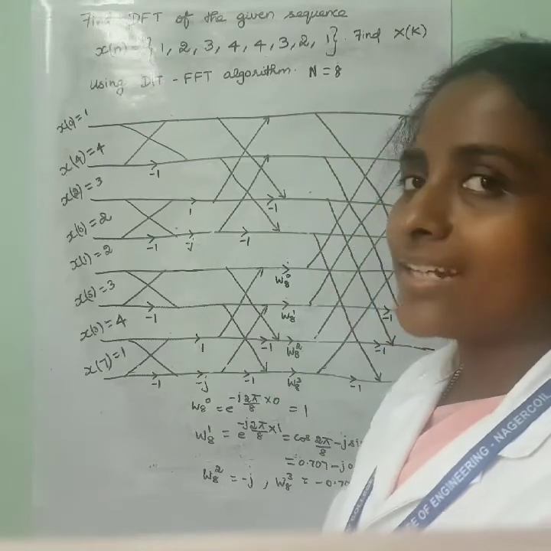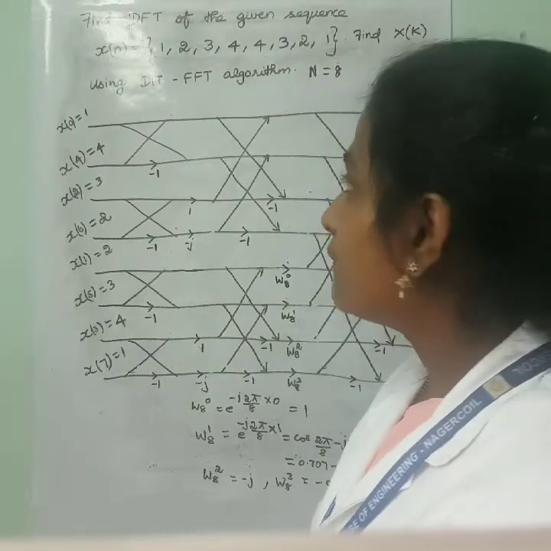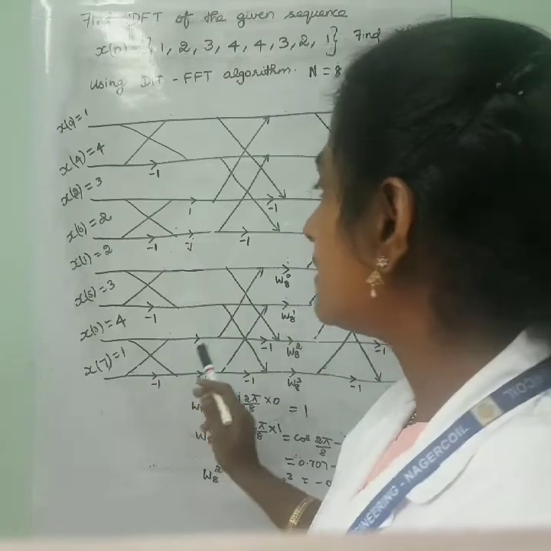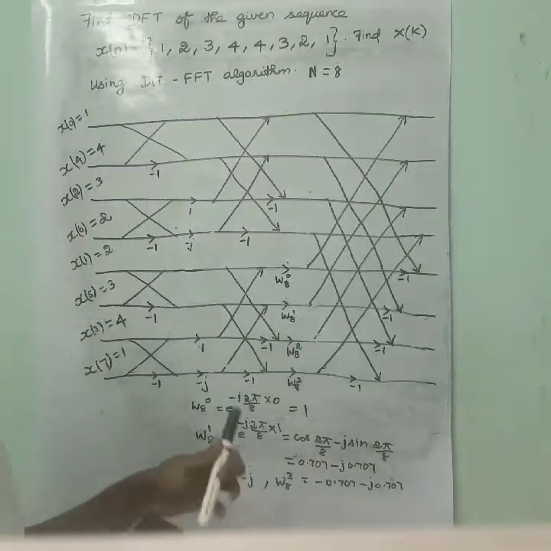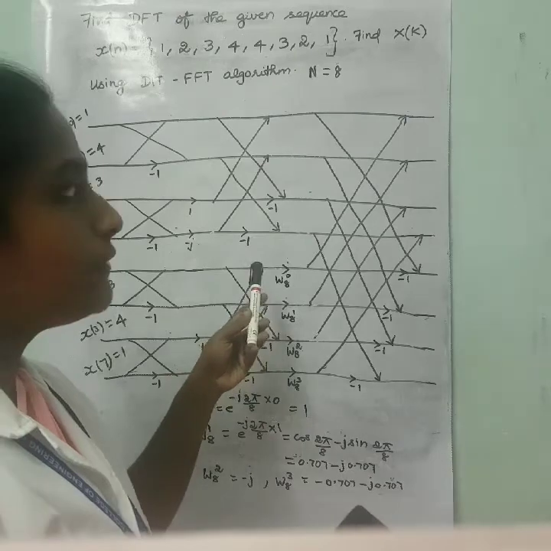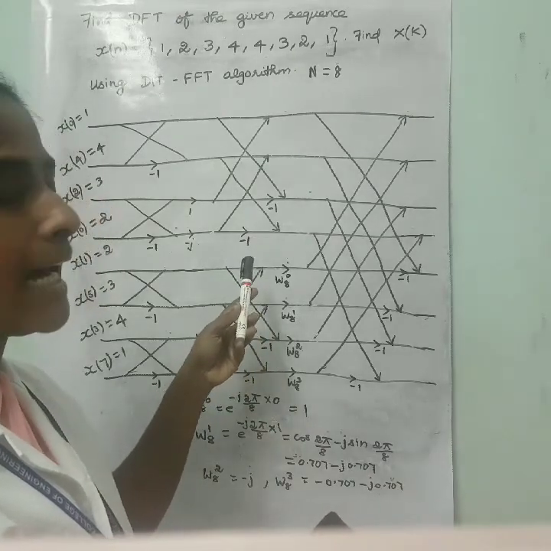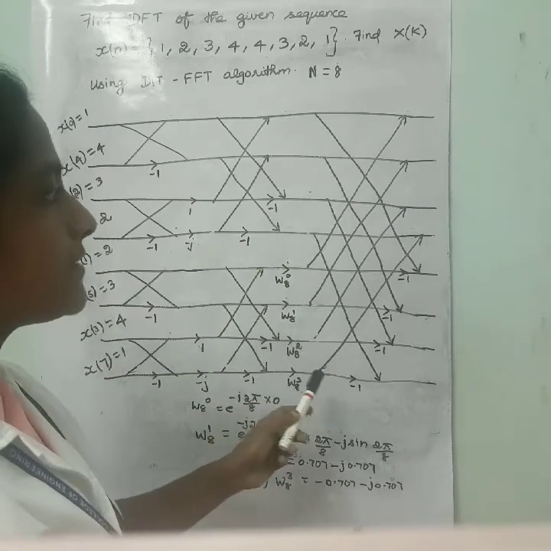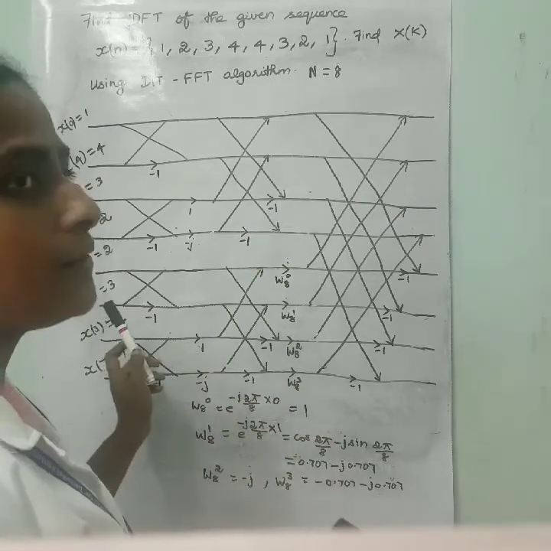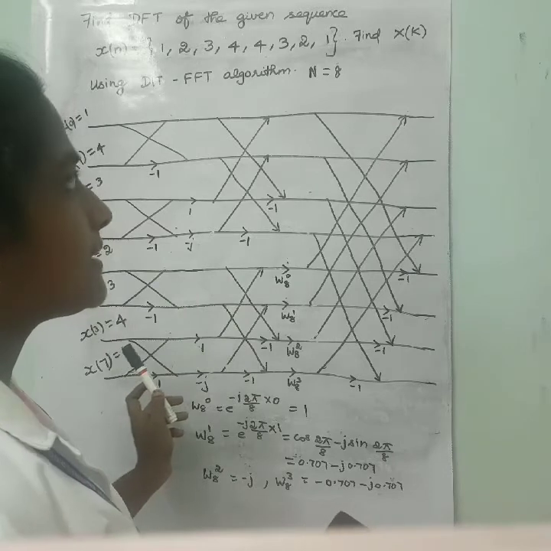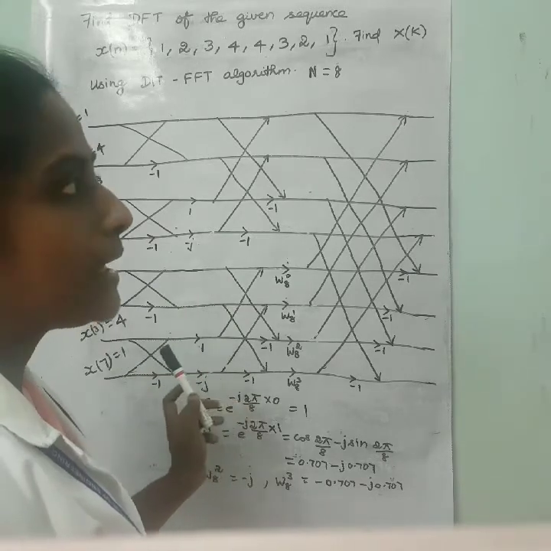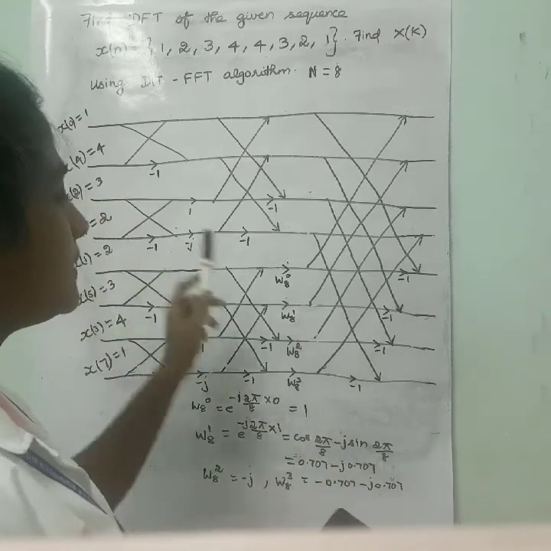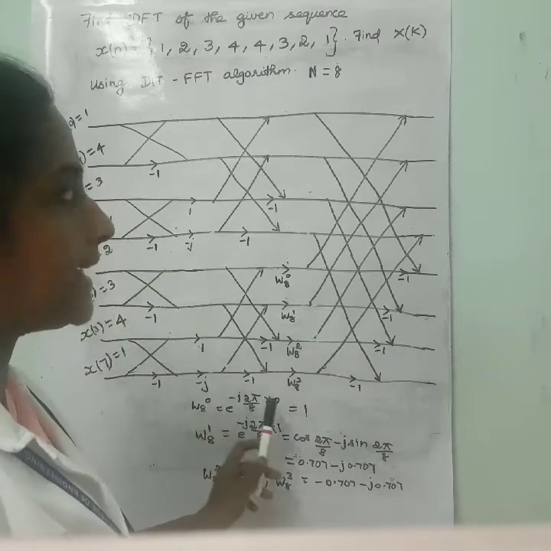We know the general butterfly structure for the 8-point DFT in the DIT algorithm is this one. The general butterfly structure for the DIT algorithm for N equal to 8 is this one. This is the general butterfly structure diagram. So you draw this diagram first. Previously in the DIT algorithm we have seen how to draw this diagram. So first draw this butterfly structure diagram.